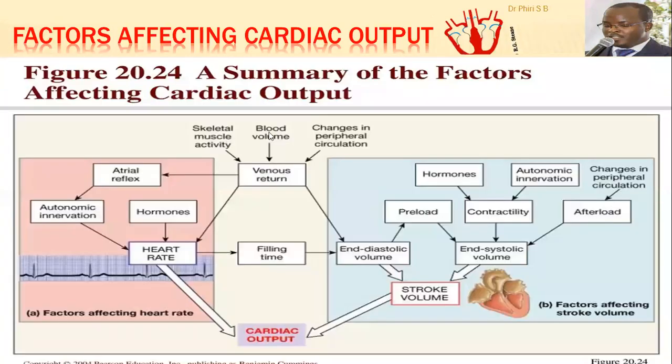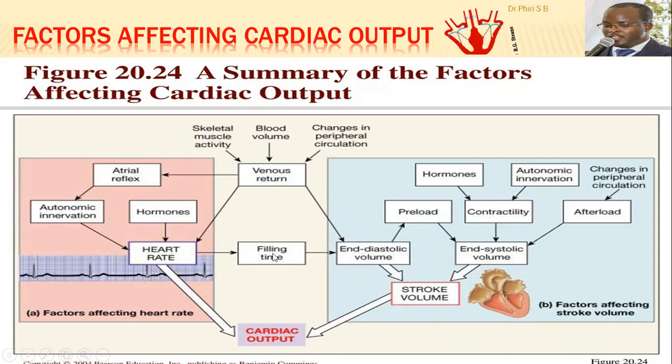Okay, so this is just the relationship of all the factors, putting them together. You can see you have the cardiac output, the heart rate, and the stroke volume, and these factors are the ones that will have an effect on the heart rate and the stroke volume, because the cardiac output is the product of the heart rate and the stroke volume. All these factors that have an effect on the heart rate and stroke volume will also have an effect on the cardiac output.